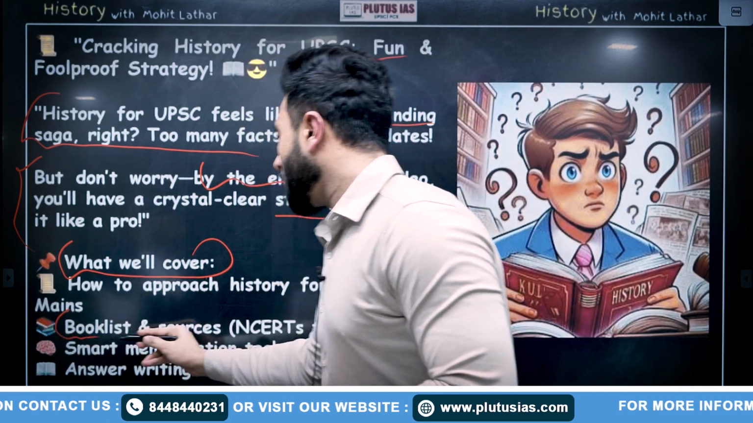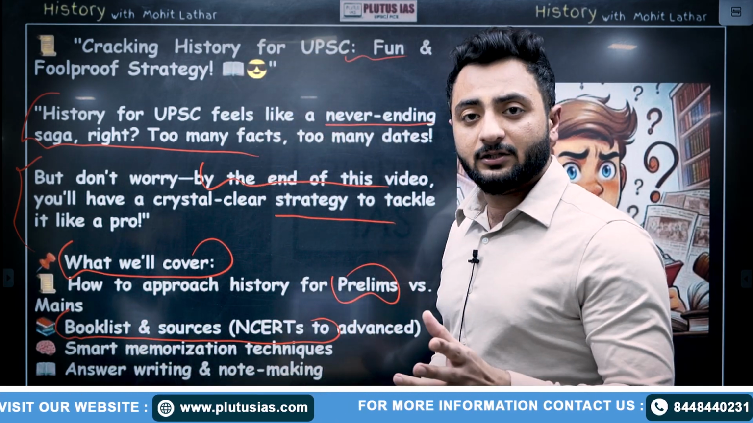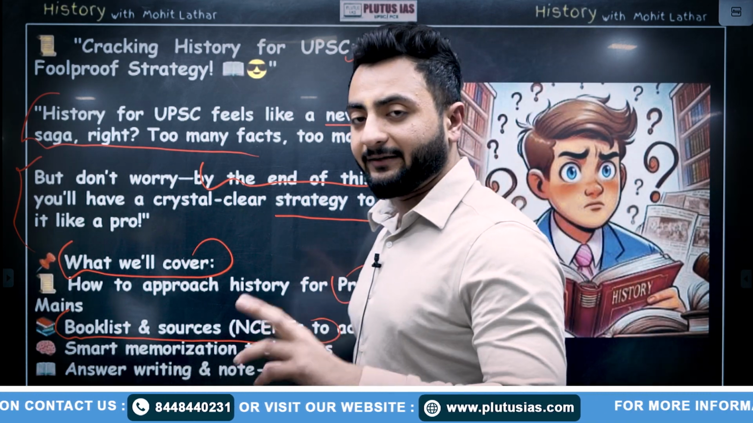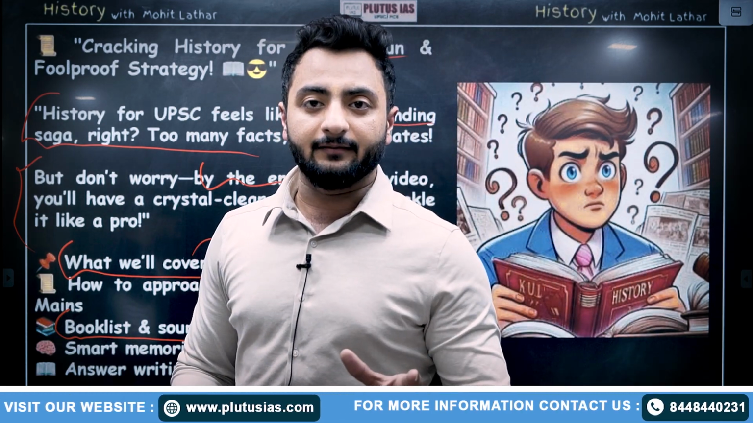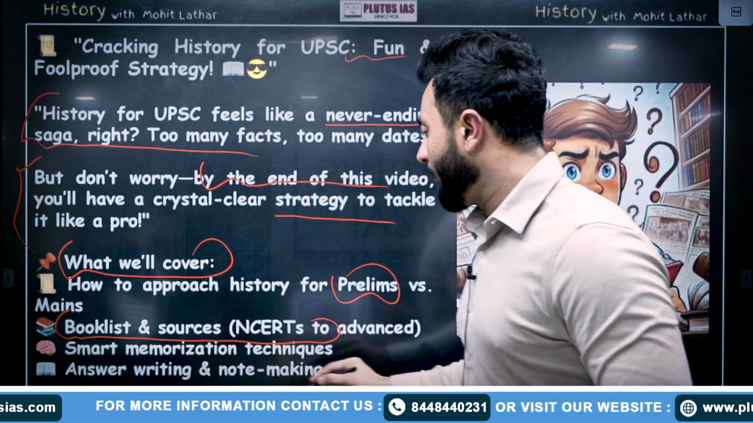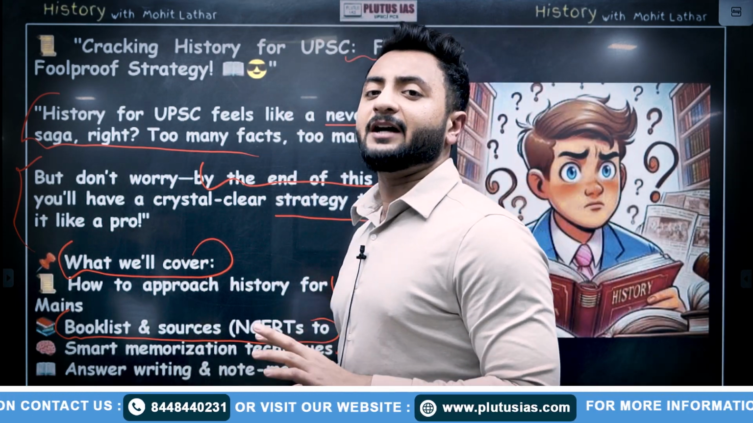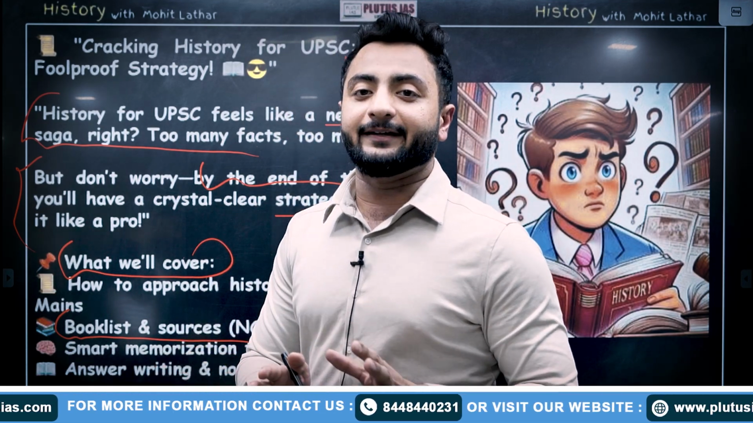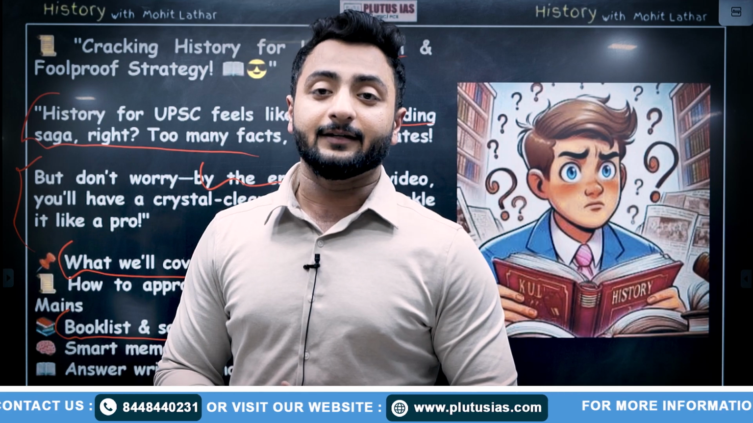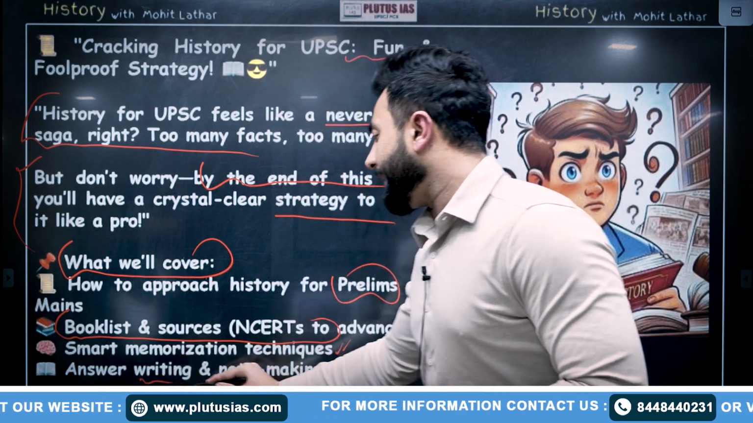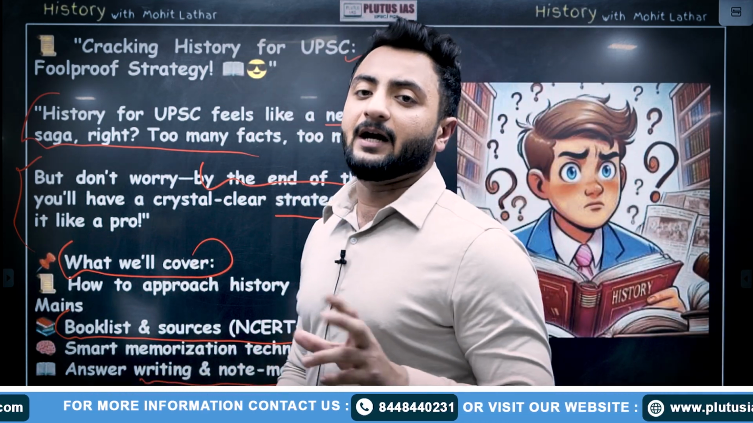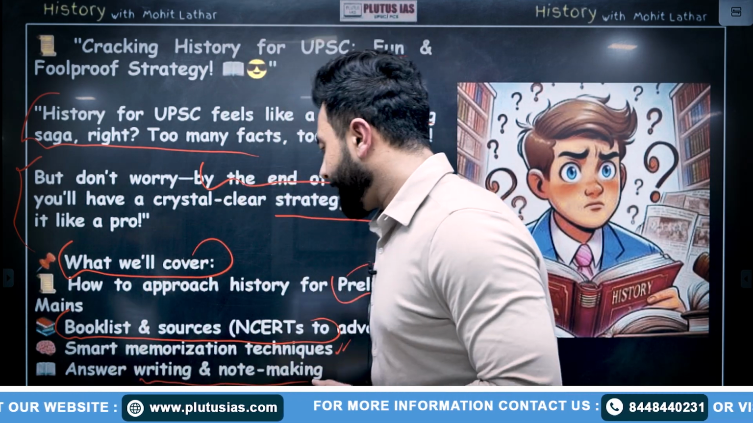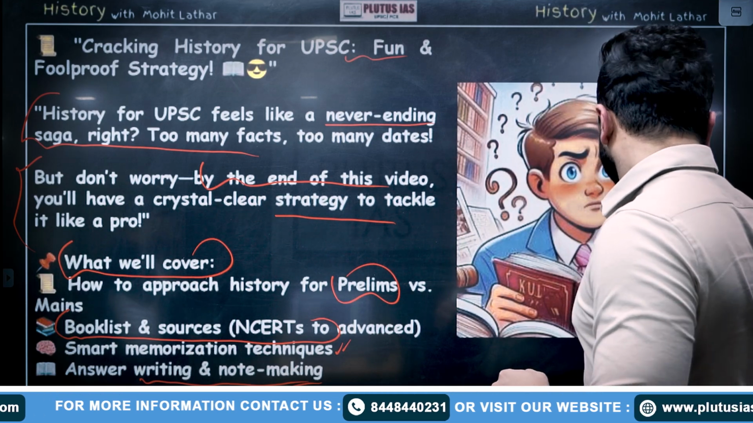Moving on, we will look at book sources. What is a book list for history, for prelims as well as mains, and important sources. We will be tracking down sources, be it NCERTs and advanced books. Then, moving further, I will be talking about some smart memorizing techniques so that you can easily track your progress and easily recall all the things that we are studying. Then, towards the end, we would be focusing on mains answer structuring, that is how you can structure your answers and go forward. So let's start the video.